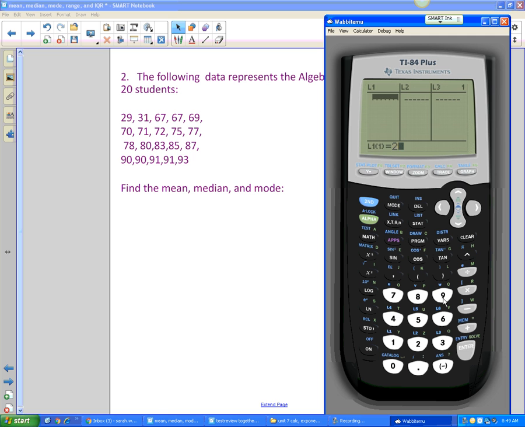So I'm going to put in 29, 31, 67, 67, 69, 70, 71, 72, 75, 77, 78, 80, 83, 85, 87, 90, 90, put it in there twice, 91, 91, 93. Okay.